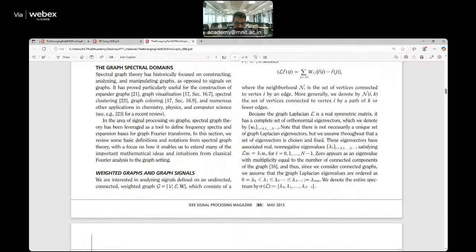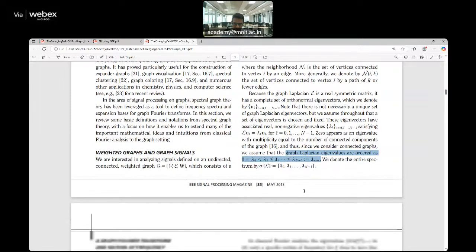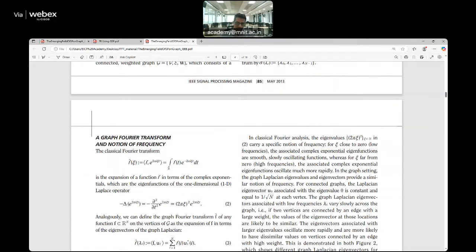Thereafter, see this line: the graph Laplacian eigenvalues are ordered like this. So what do we do? What is the use of this Laplacian matrix? The use of the Laplacian matrix is that we are able to find the eigenvalues and the eigenvectors, and these eigenvalues are basically the frequency that has been shown here. Graph Fourier transform, the notion of frequency.